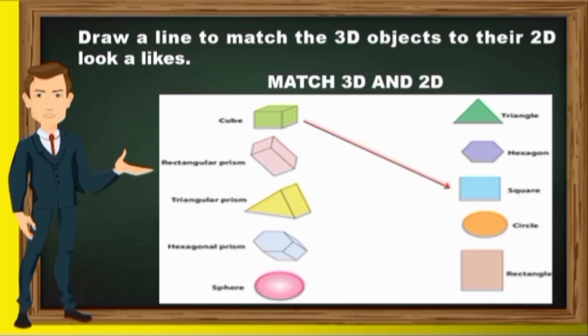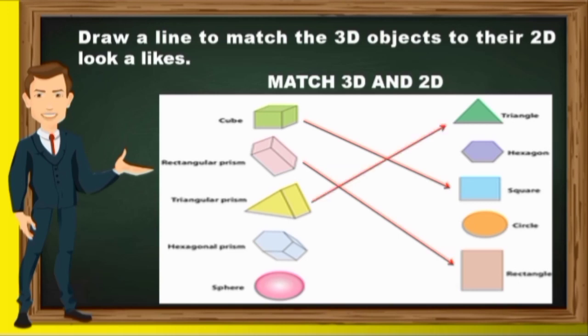The answer, square. Number 2, rectangular prism. What is the 2D object that matches rectangular prism? The answer, rectangle. Number 3, triangular prism. What is the 2D object that matches the triangular prism?